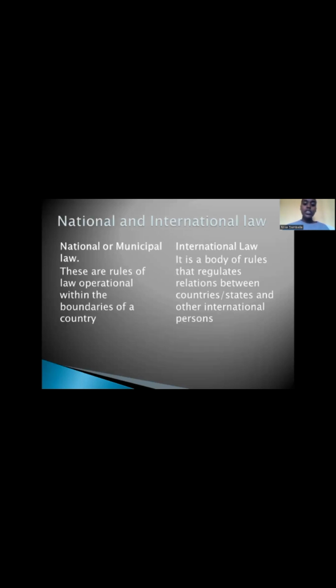National and international law. National law is also the same as municipal law, and these are rules of law operational within the boundaries of a country. Whereas international law is a body of rules that regulates relations between countries or states and other international persons.